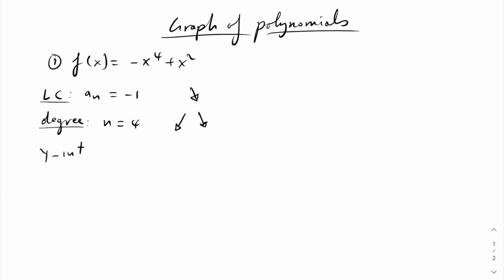Next, the y-intercept here will be found by setting x equal to 0. And so if you do that here, you will get that y is also equal to 0 by plugging into the function f of x.